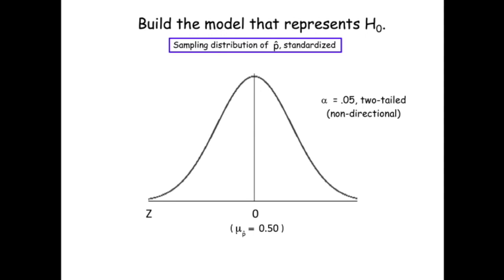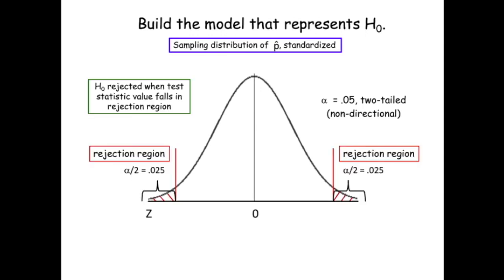We standardize the distribution so that the x-axis shows values of z instead of p hat. The significance level determines the rejection region. This is a two-tailed test, so alpha is divided equally into the two tails. The areas in the tails are called the rejection region. A test statistic that falls into the rejection region will lead us to reject the null hypothesis.